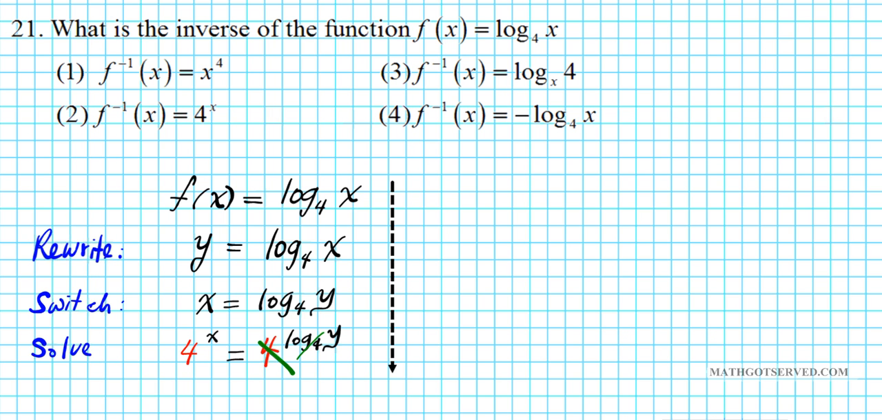y equals 4 to the x. What is this y? This y is the inverse. So f inverse of x is equal to 4 to the x power. The answer is option number 2.